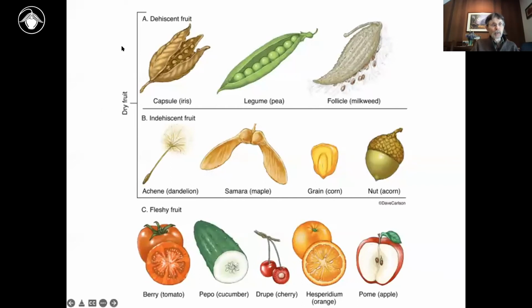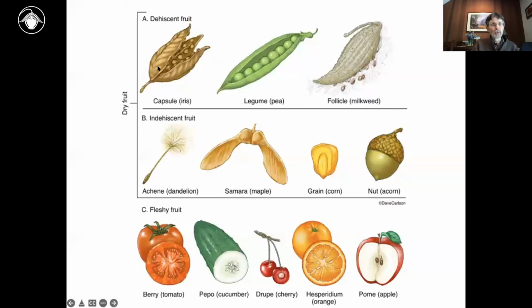In any case, we can just talk about fruits ecologically and morphologically rather than phylogenetically, in terms of dry fruits and fleshy fruits. So dry fruits are fruits that are either dehiscent, which means that they open up at maturity to release the seeds into the environment, or they're indehiscent, which means that they don't release the seeds and the fruit itself is a dispersal mechanism, or can be. So the fruit is dispersed.